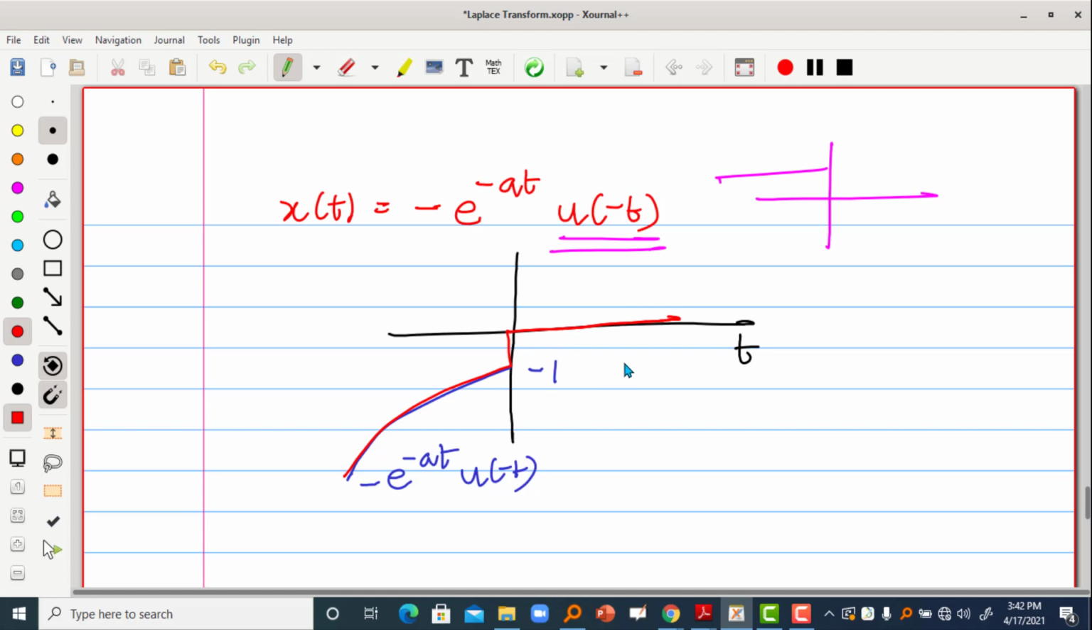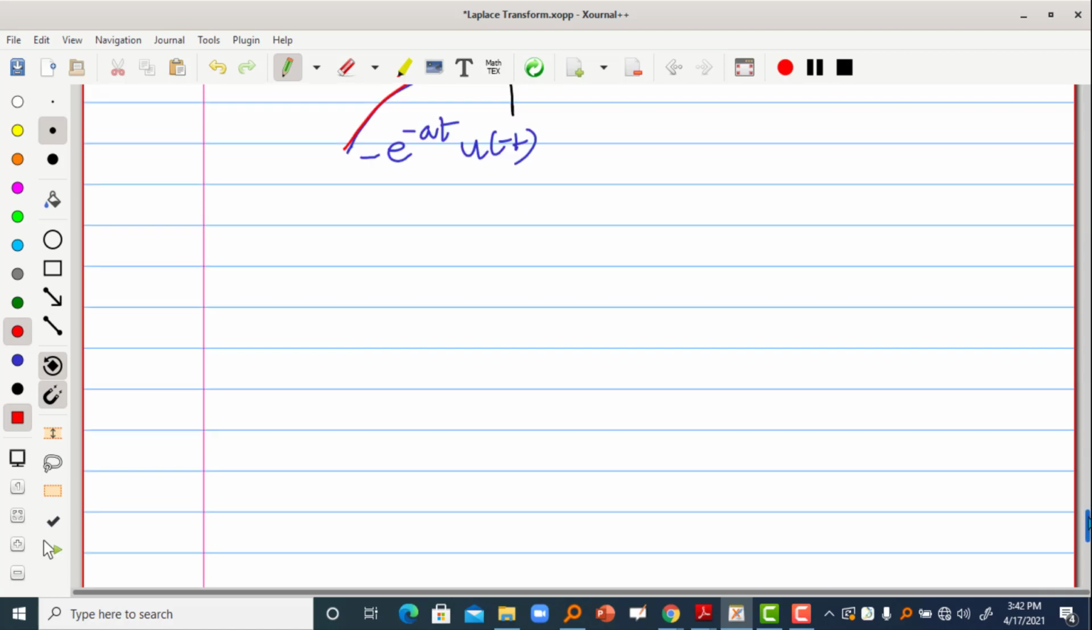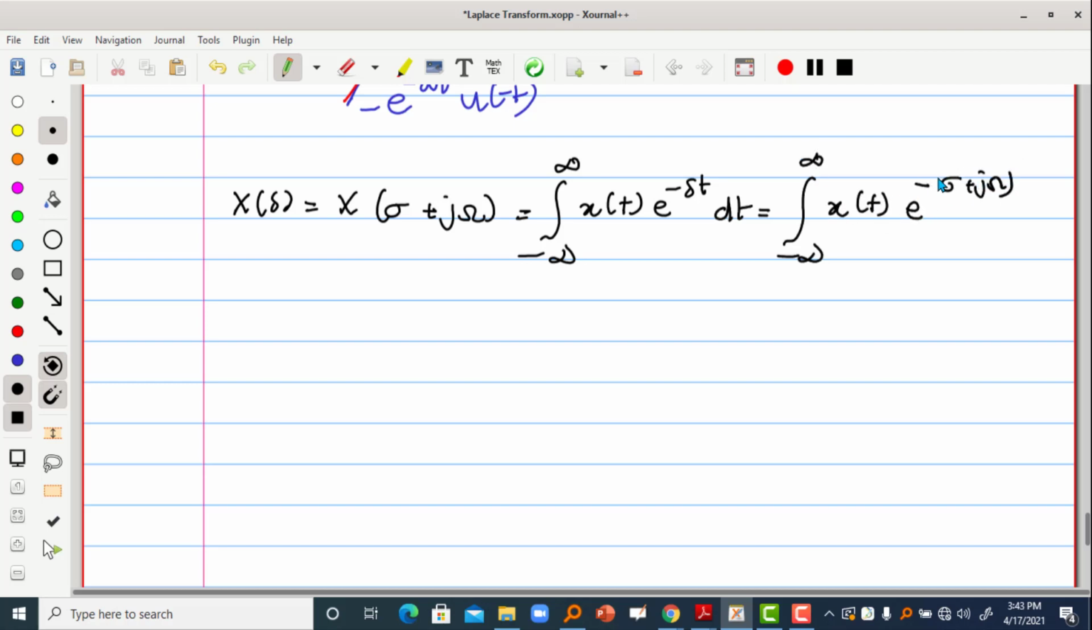Similar to the previous case, let me find the Laplace transform of the signal. Observe carefully. This is the general expression of the Laplace transform: the integral from minus infinity to plus infinity of x of t into e power minus st dt. Here I have expressed s as sigma plus j omega.